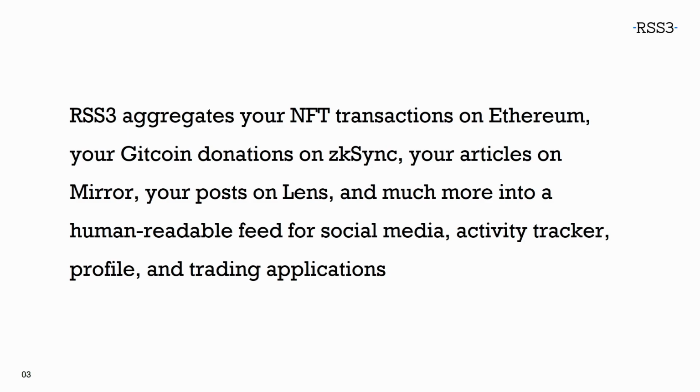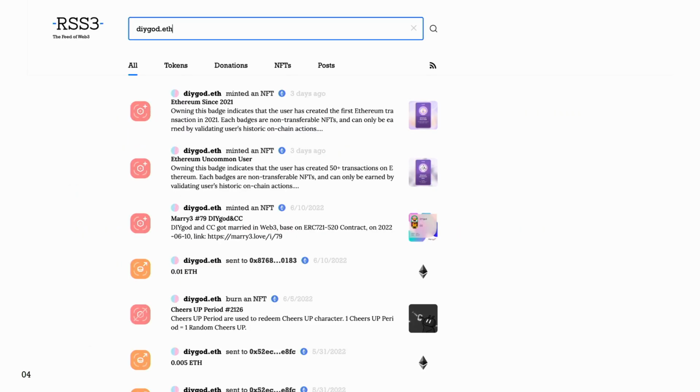The easiest way to get to know a little bit about RSS3 is to go to RSS3.io and put in an address or something like an ENS, and boom, there's going to be a gorgeous, beautiful, human-readable feed that's cross-network and shows all the things about your address and the person behind it.